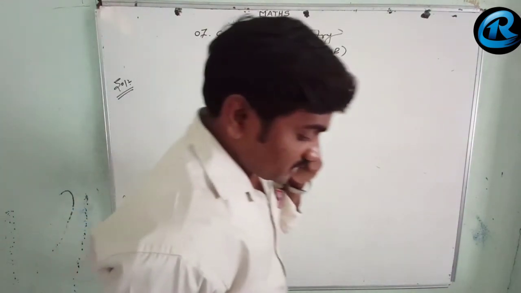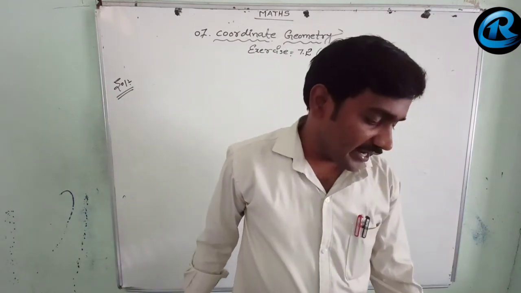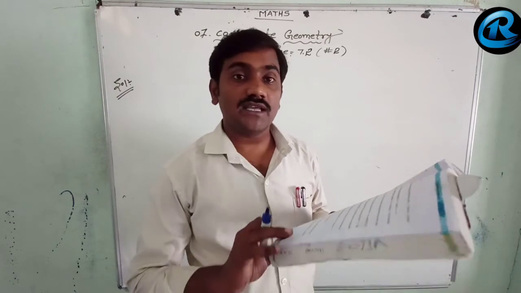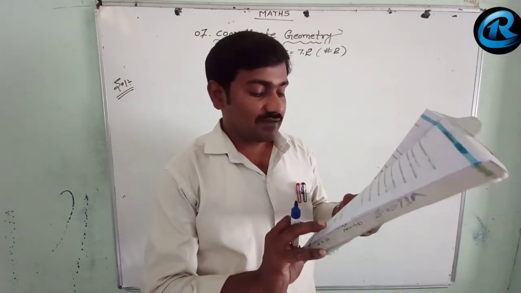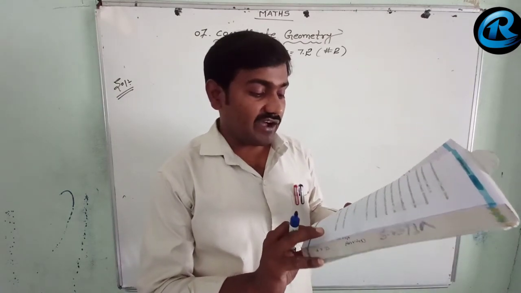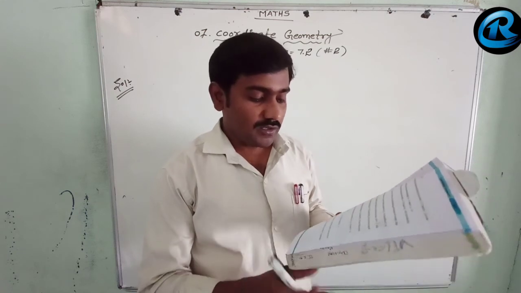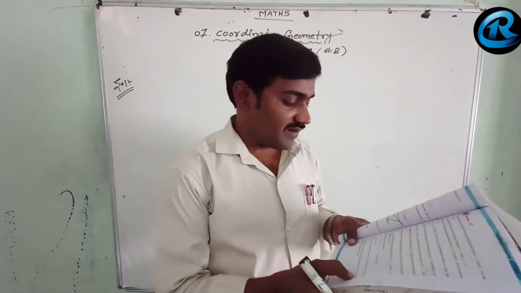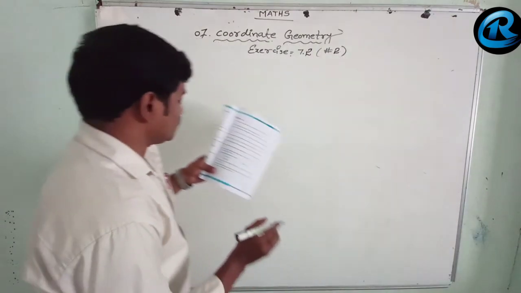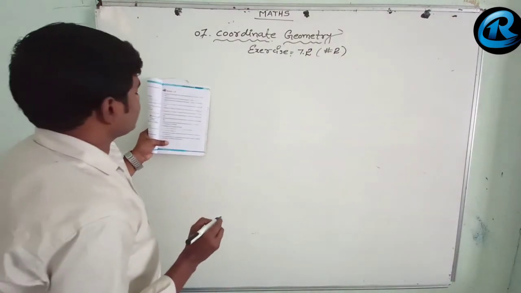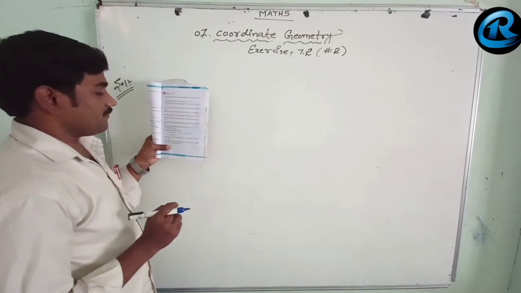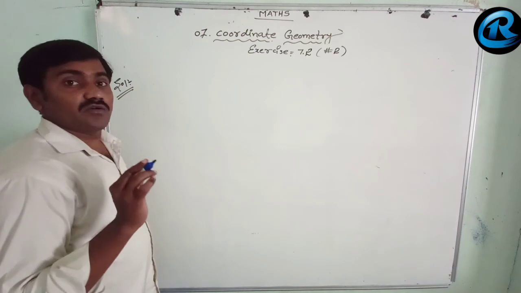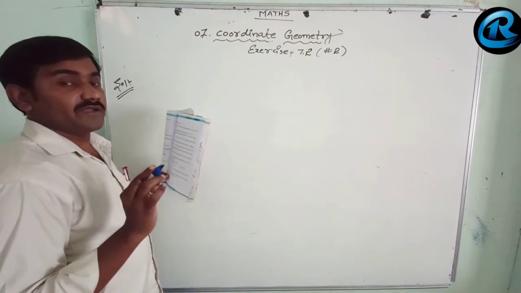So next, 12th question. The line segment AB meets the coordinate axes at the points A and B. If the point P(3, 6) divides the line segment AB in the ratio 2:3, find the points A and B.